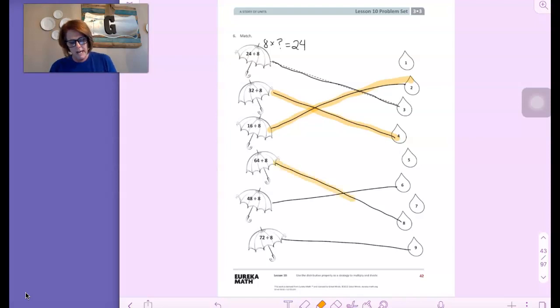64 divided by 8 equals 8 because 8 times 8 equals 64. 48 divided by 8 equals 6 because 6 times 8 equals 48. 72 divided by 8 equals 9 because 9 times 8 equals 72. Boys and girls, you should say those as often as you can so that they stick in your brain. It's training. Your brain is a muscle, and it's training your muscle, okay?